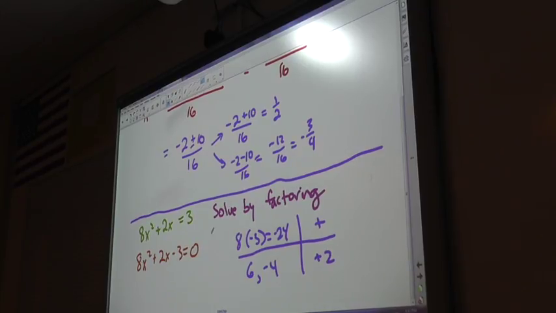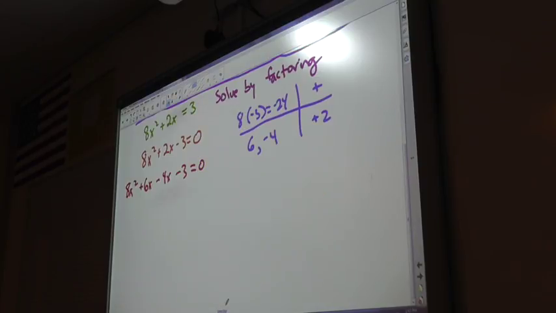So what I'm going to do is change this 2x into a 6 minus 4. So I'm going to do 8x squared plus 6x minus 4x minus 3. Are there any questions about what I just did? I rewrote the 2 as 6 minus 4. What's special about that is I can factor by grouping.